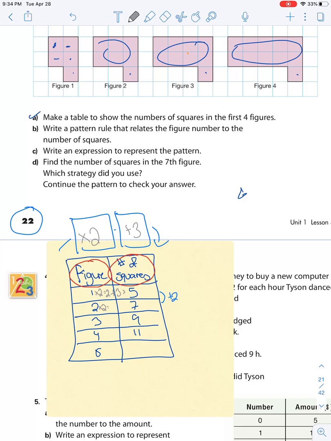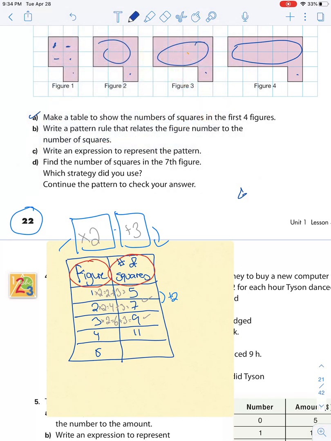2 times 2 is 4. Oh, this might not be right. Oh, 2 times 2 is 4. Oh yeah, plus 3. Oh yeah, of course. Okay, so 3 times 2 is 6, plus 3 is certainly 9. Okay, so we're happy with that.